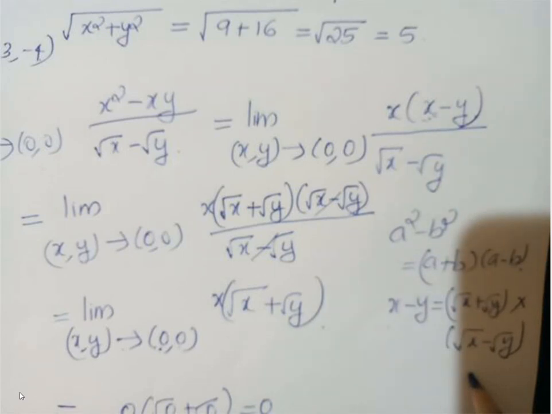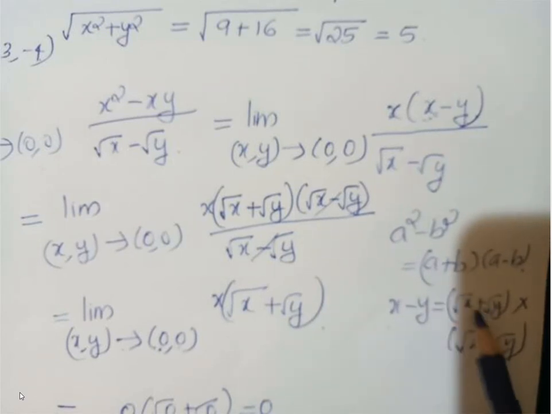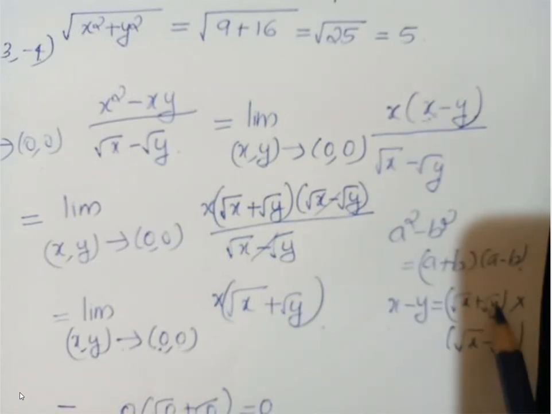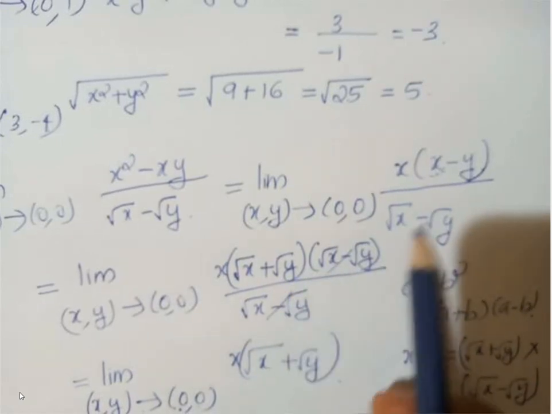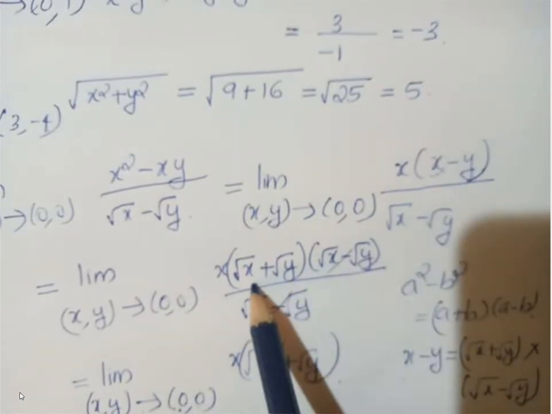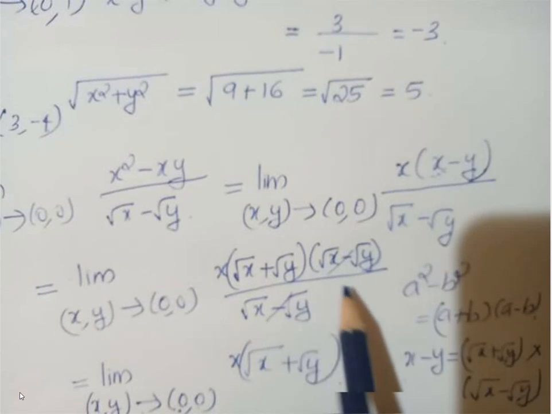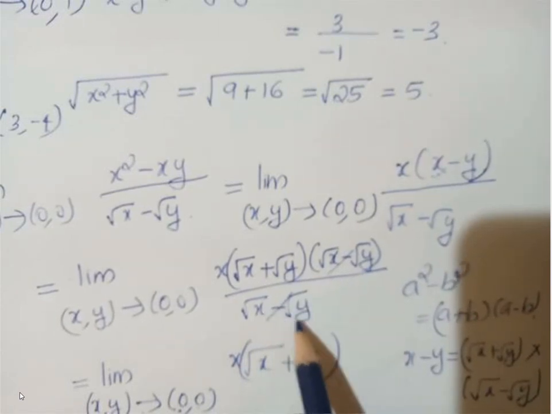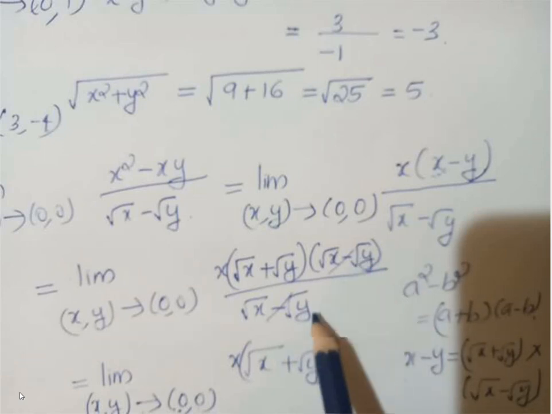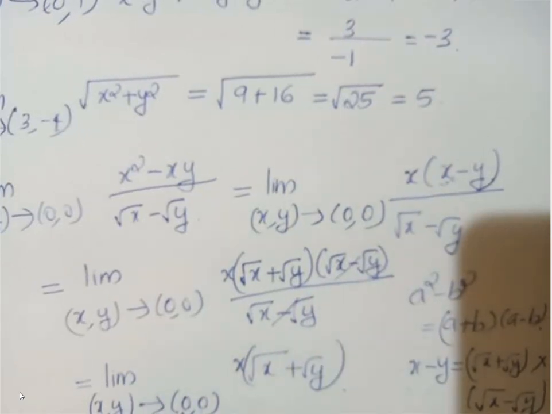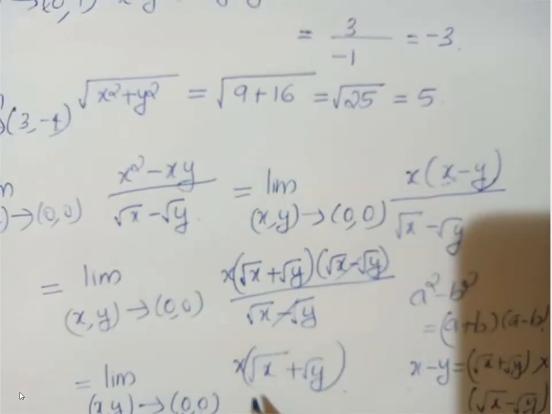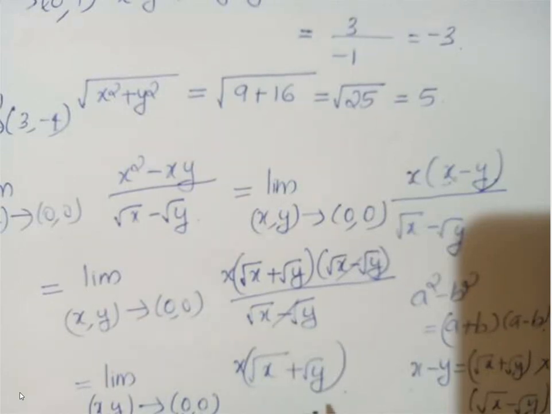In the place of a, here root x. In the place of b, here root y. Right? I have just replaced x minus y by (root x plus root y) into (root x minus root y), right? So root x minus root y gets cancelled, and the remaining term is x into (root x plus root y), right?